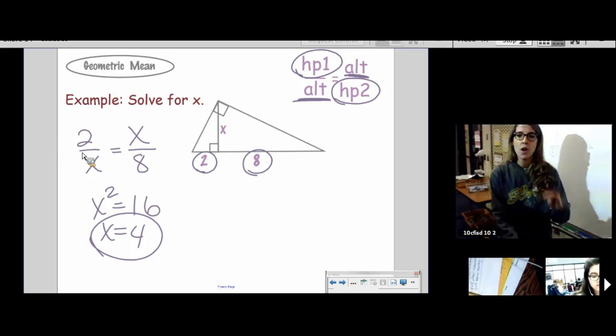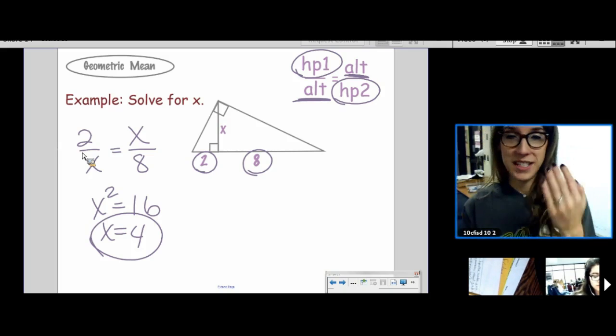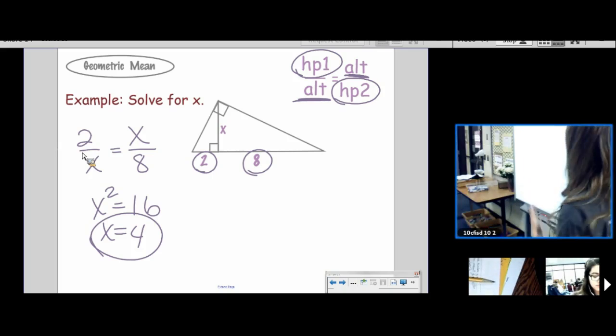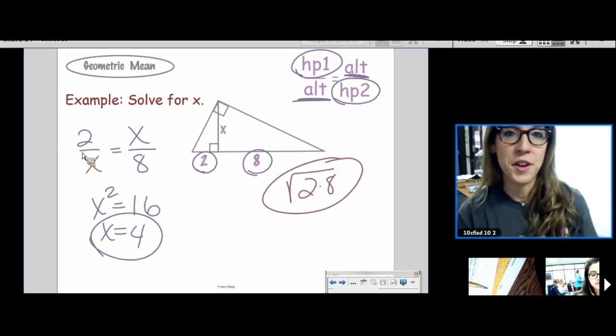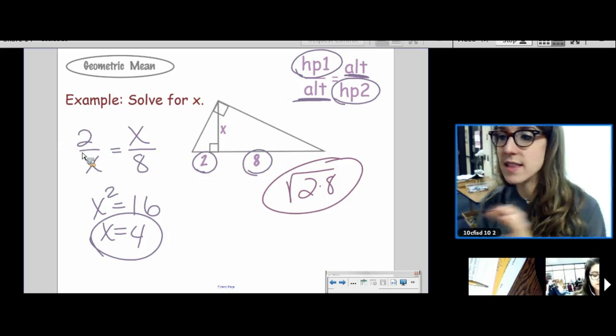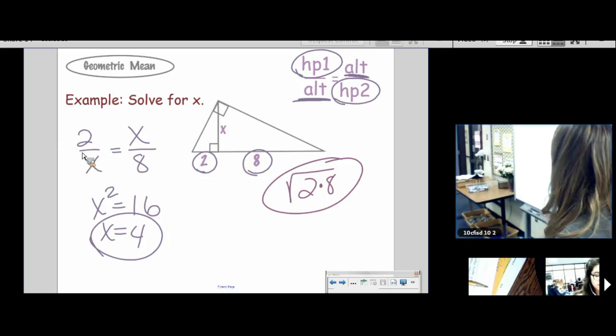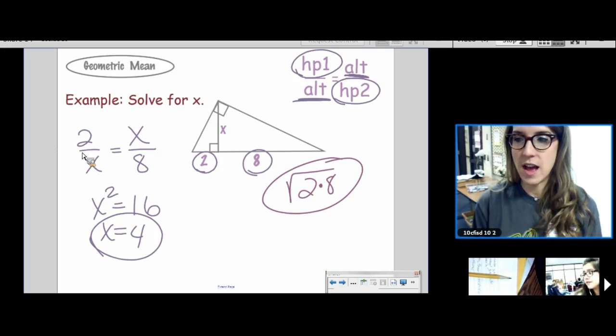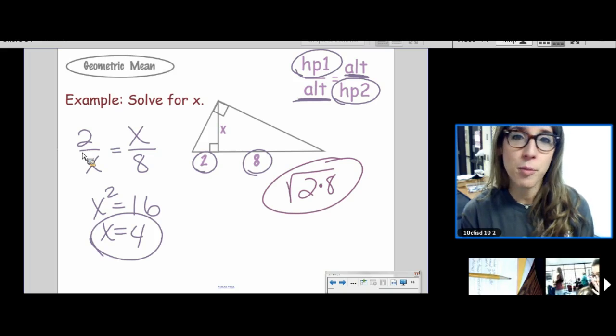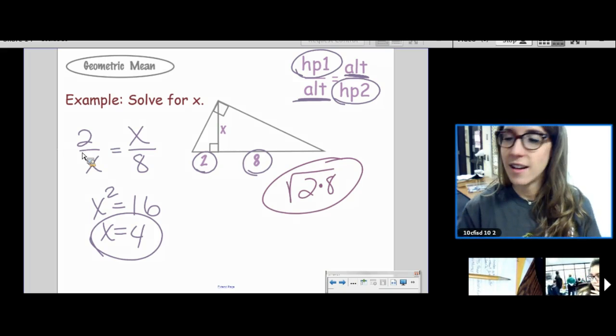Once again, are you allowed to be presented this problem and literally just do this? Yes, you're allowed. But you have to understand when this is appropriate, when you're allowed to do this, and when it doesn't work. So once you've gotten to know the proportion well enough, if you just want to take the square root of the product, square root of 2 times 8, I'm totally okay with that.